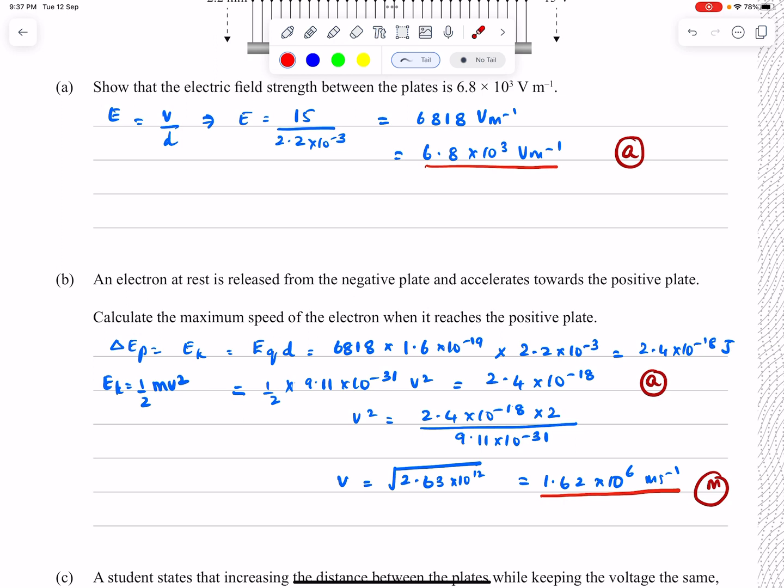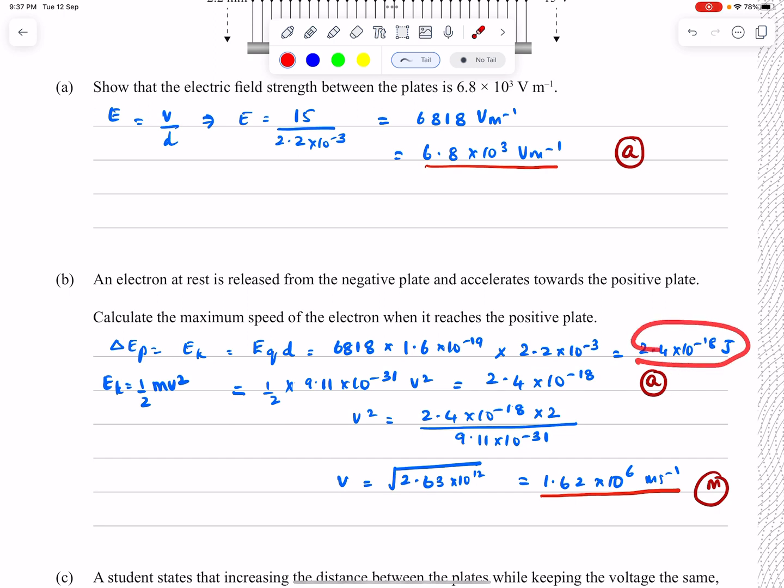So in this one, the electrical potential energy lost by the electron is gained as kinetic energy. So these two values are the same. The electrical potential energy is equal to EqD, where E is the electric field strength. I use the unrounded value here, so you might get slightly different answers if you use the rounded one. That's the electric field strength. This is the charge on the electron. This number is given on your resource sheet. That is your distance. Multiply the three, you get the electrical potential energy.